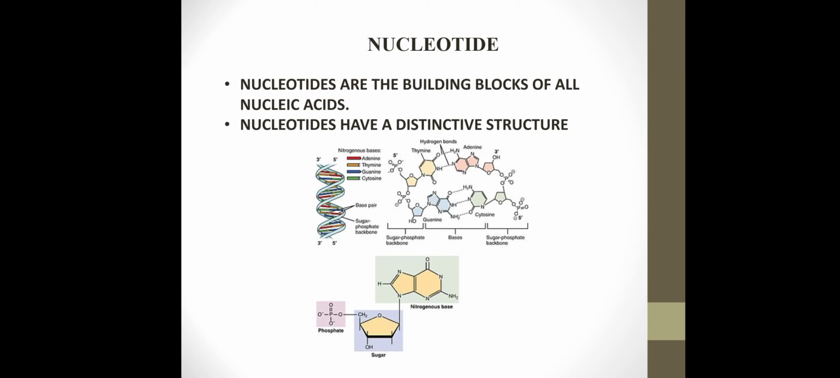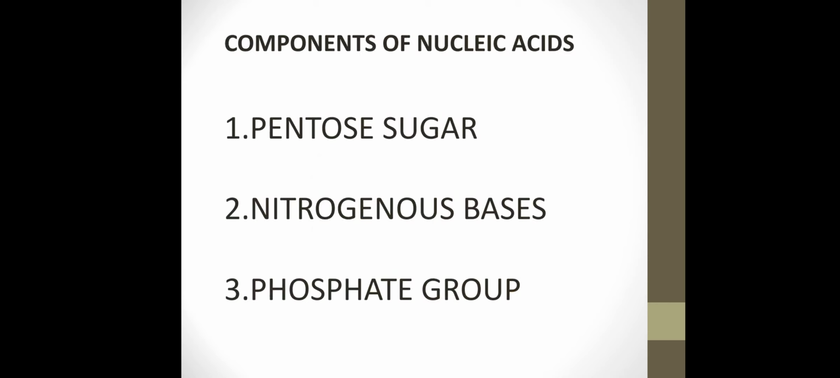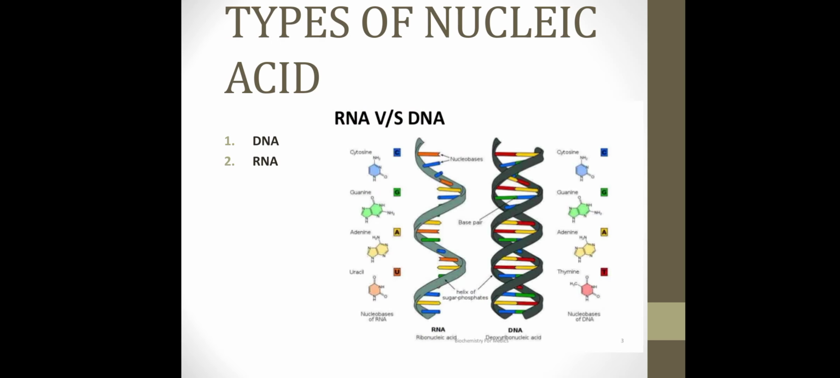So nucleotides have a distinctive structure. These are the structures. Components of nucleic acid are pentose sugar, nitrogenous base, and phosphate group. There are two types of nucleic acid: first is RNA versus DNA. RNA is a single stranded structure, as you can see in the picture, whereas DNA is a double stranded structure.